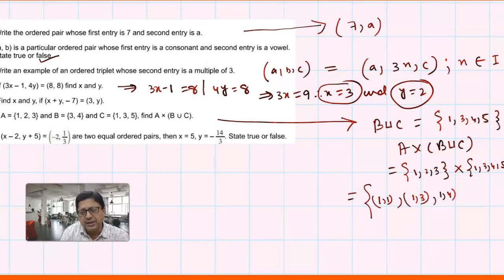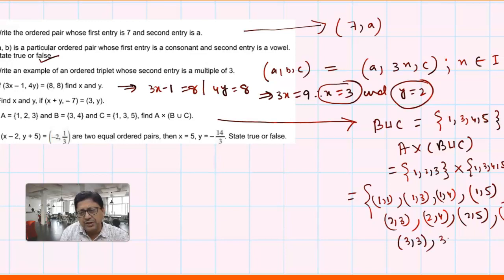1 3, 1 5, then 2 1, 2 3, 2 4, 2 5, 3 1, 3 3, 3 4, 3 5. Have I written the correct number of elements over there? Yes, because here there are 3 and 4, 12 elements. So this is 5, 4, 9, 3, 12 elements are there.